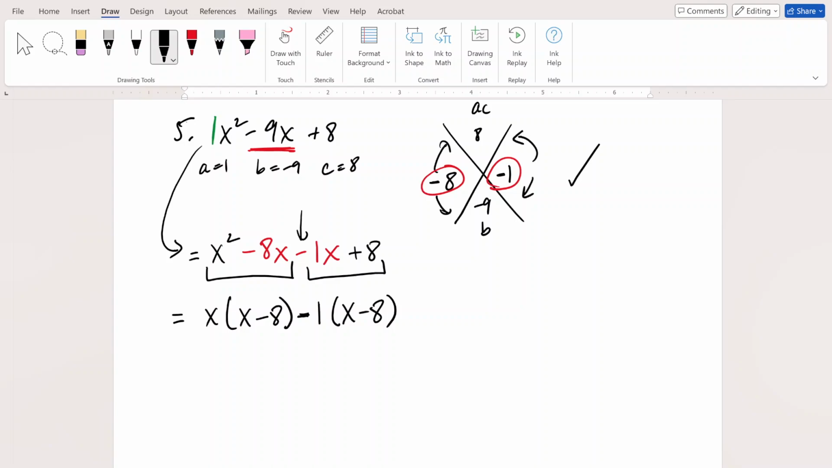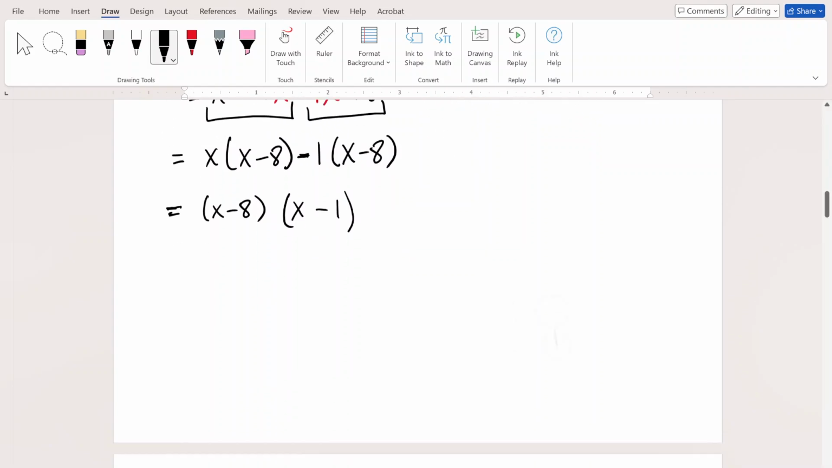Now, from here, you have two terms again. This term and this term, you have two terms. And so what's the GCF from those two? It is your x minus 8. They both share that, leaving you with an x from the first piece and a -1 from the second piece. And then again, brackets are not necessary in this case. I could just write it with parentheses. And there you have your factored form.